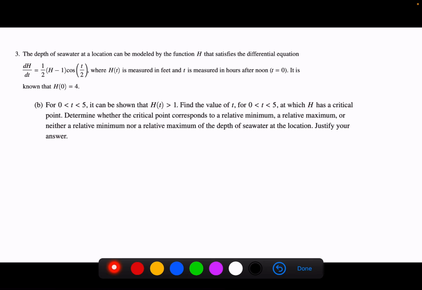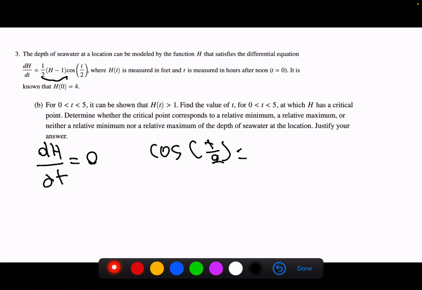The way I would approach this is, we know that to find a critical point, we need the derivative to be equal to 0. So we set dh/dt equal to 0. Since these other terms are not in terms of time, I'll only care right now about cosine of t over 2. I'm going to set that equal to 0. Immediately, I'm thinking the values for which cosine is 0 are pi over 2 and 3 pi over 2, and this should equal t over 2.